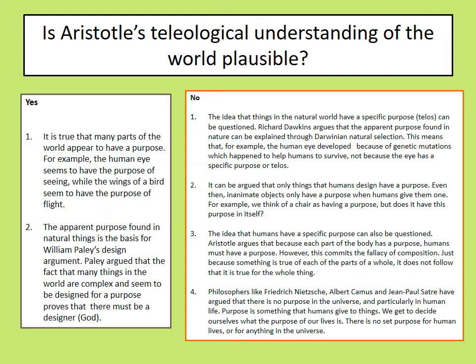Even then, inanimate objects only have a purpose when humans give them one. So there's two points in here, right? One is, maybe there are things that have a purpose, but they're only things that we design. So a cup has a purpose because we have made it specifically to hold water. A chair has a purpose because we have made it to sit on. Whereas a cow or a bird's wing, they're just there. They haven't got a purpose.